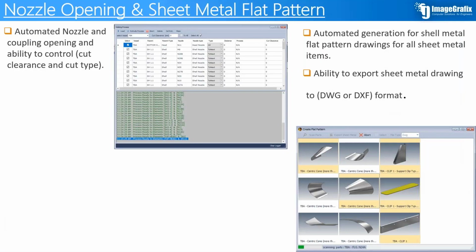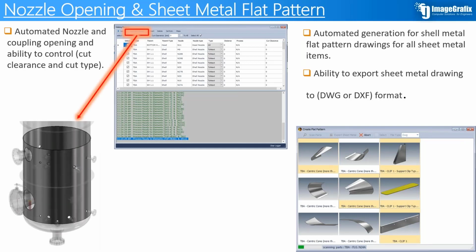Another tool in SEG is nozzle opening. By using this tool, you can create all nozzle openings in your equipment, so you can make a clearance between the nozzle and the nozzle cap. If you want to make them all equal, you can do that. And if you want to specify a clearance for each nozzle separately, you have the ability to do that.